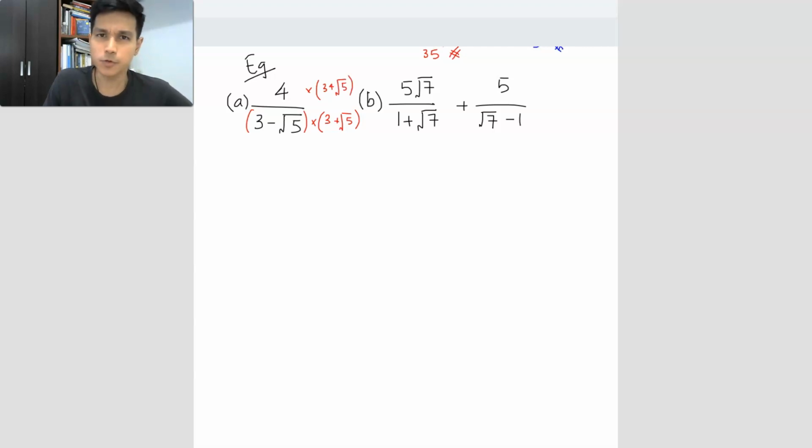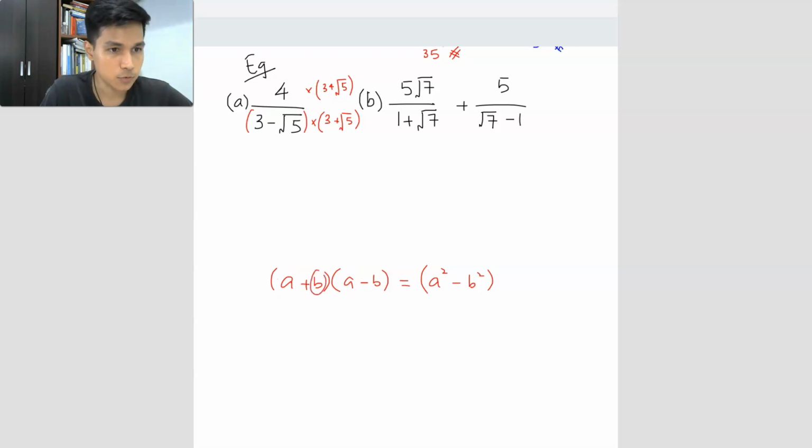Now, question is, why are we doing this? Now, this one applies this property which you have learned before. For example, a plus b times a minus b equals a square minus b square. When you see there's a plus and there's a minus, all you have to do is take these two, because they are the same, so you just square the two of them, and these two you just square the two of them. So you get b square here and a square here, and then this one will always be minus.